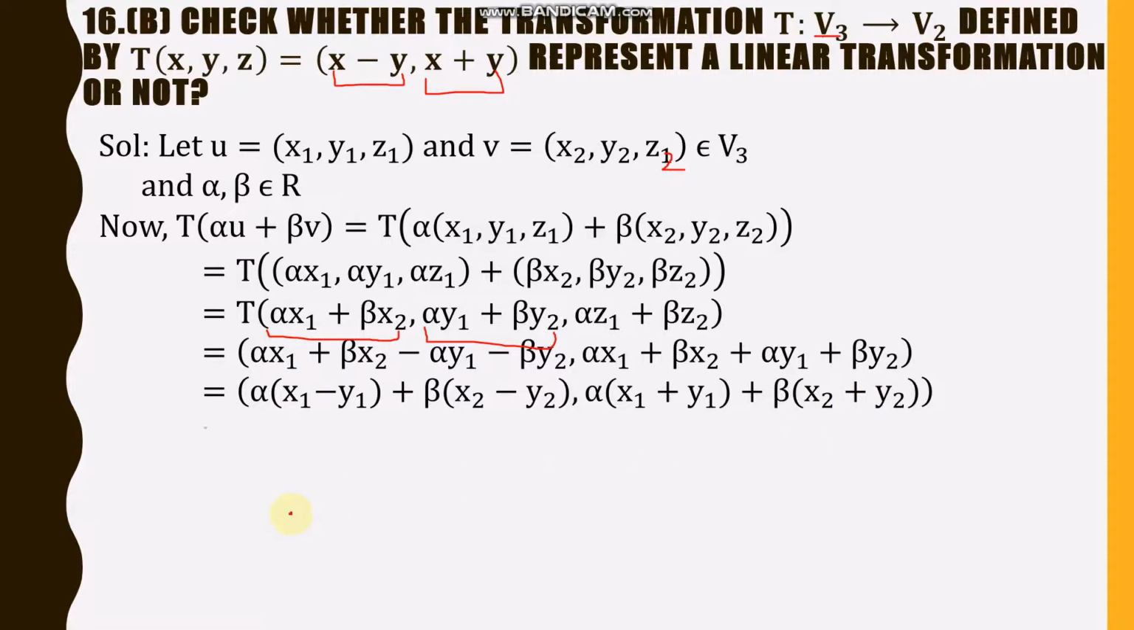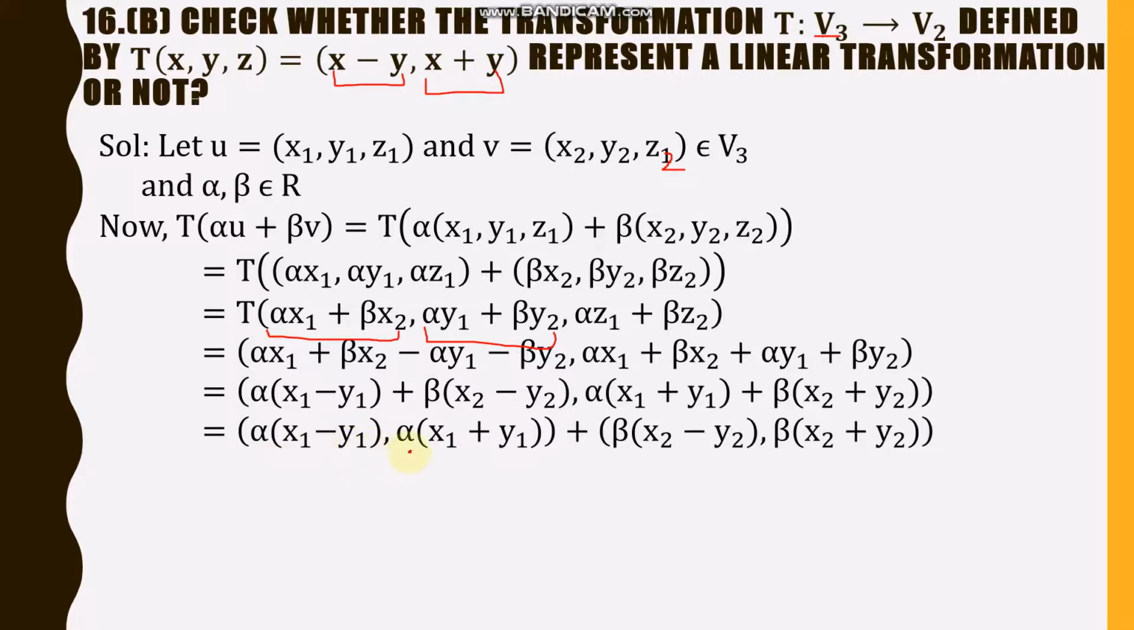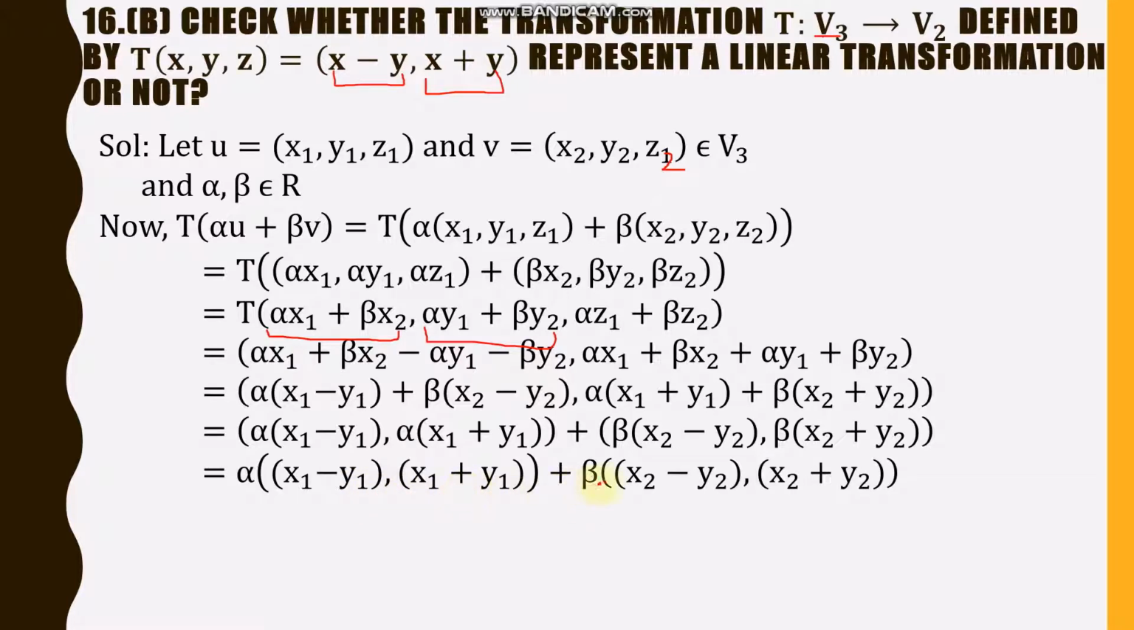This further will be split into two tuples: alpha times x1 minus y1, alpha times x1 plus y1 plus beta times x2 minus y2, beta times x2 plus y2. From here, alpha can be taken outside. So it is alpha times x1 minus y1, x1 plus y1. From here, beta can be taken outside. So it is beta times x2 minus y2, x2 plus y2. And what is this? This is T of x1, y1, z1. And what is this? This is T of x2, y2, z2.